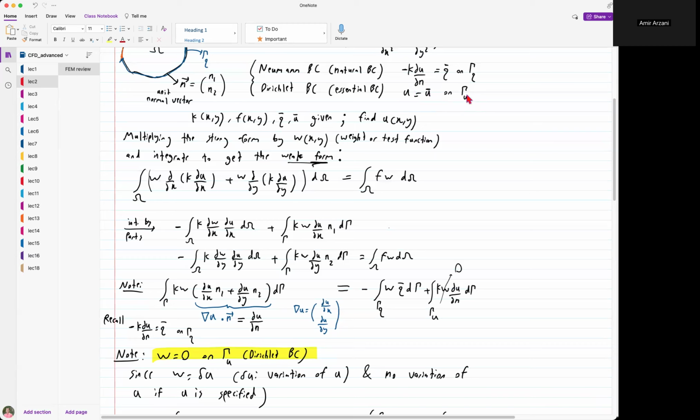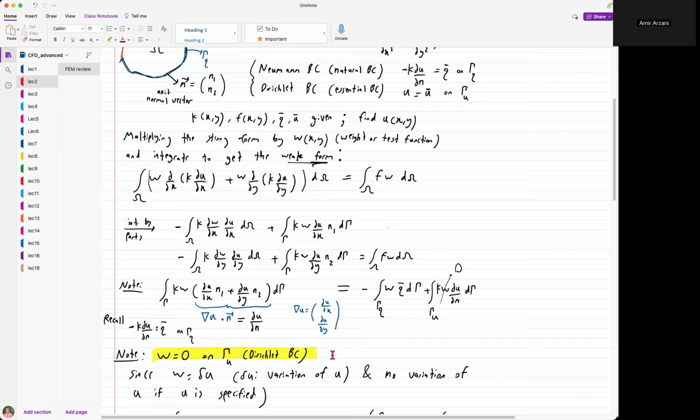On this boundary gamma u, I exactly know my solution. So I am not allowed to vary my function u in that portion of the domain anymore, which means that w has to be equal to 0 on the Dirichlet portion of the boundary because I'm not allowed to vary. I don't need to vary to seek the optimal solution. I already know the solution. In other words, the solution is fixed.